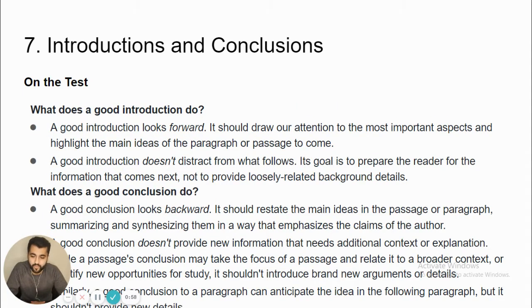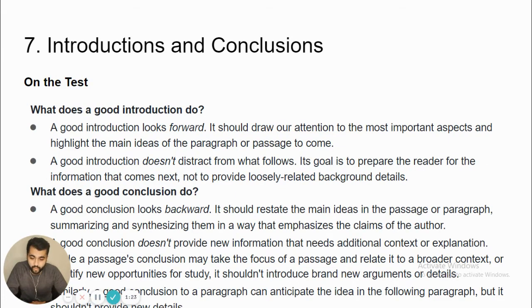So, what does a good introduction do? A good introduction looks forward. It should draw our attention to the most important aspects and highlight the main ideas of the paragraph or passage to come. A good introduction doesn't distract from what follows. Its goal is to prepare the reader for the information that comes next, not to provide loosely related background details.